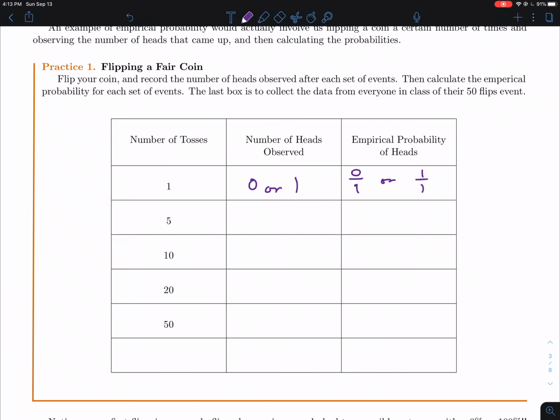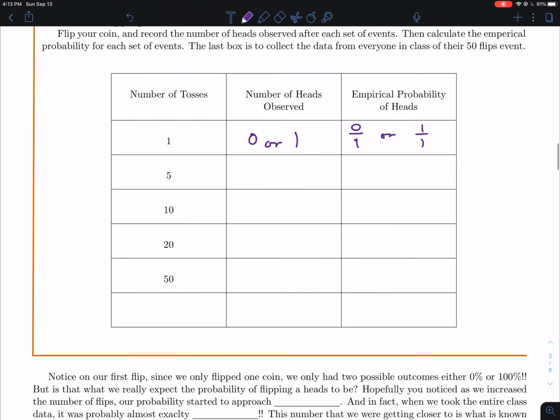So it's going to be a weird situation, because you're either going to get 0% or 100%, which we know really doesn't reflect the actual flipping of a coin. But hopefully, as we do more and more trials, we'll get better and better and better. So then start over again.